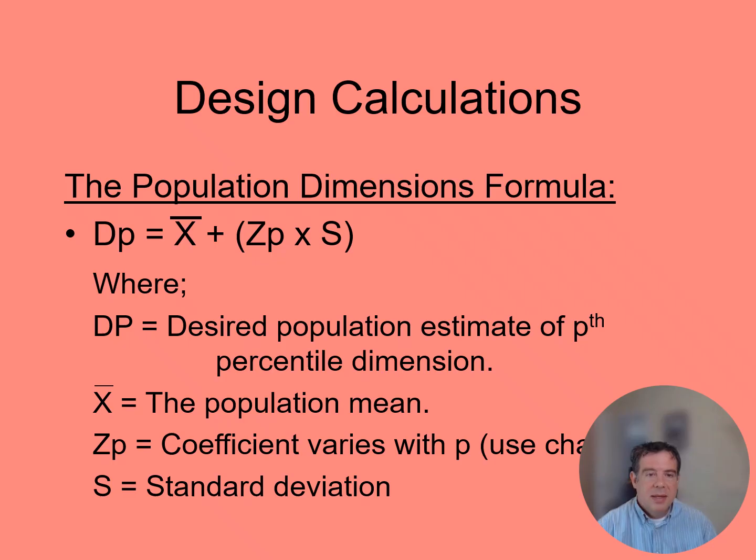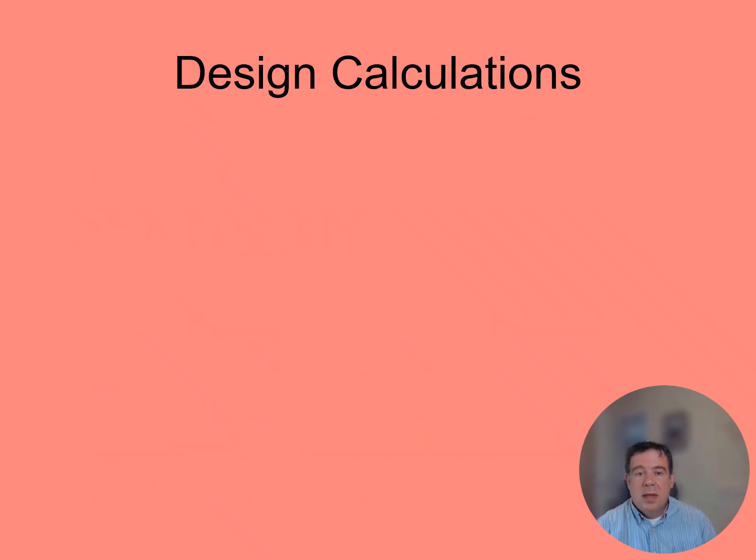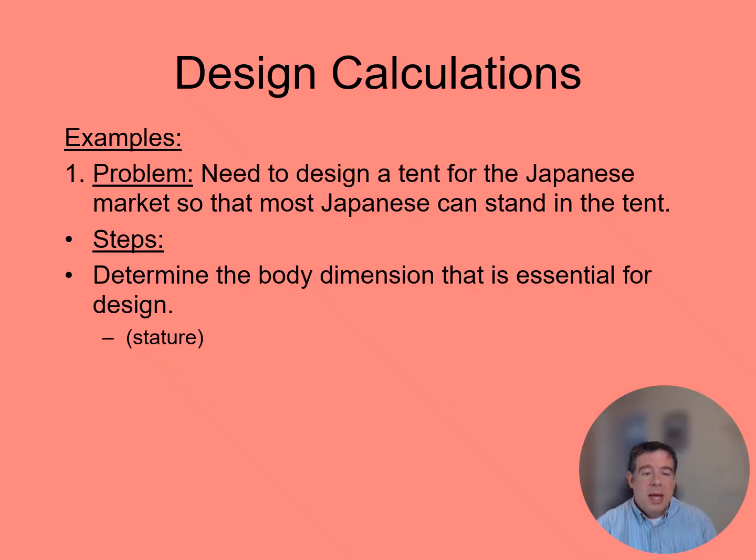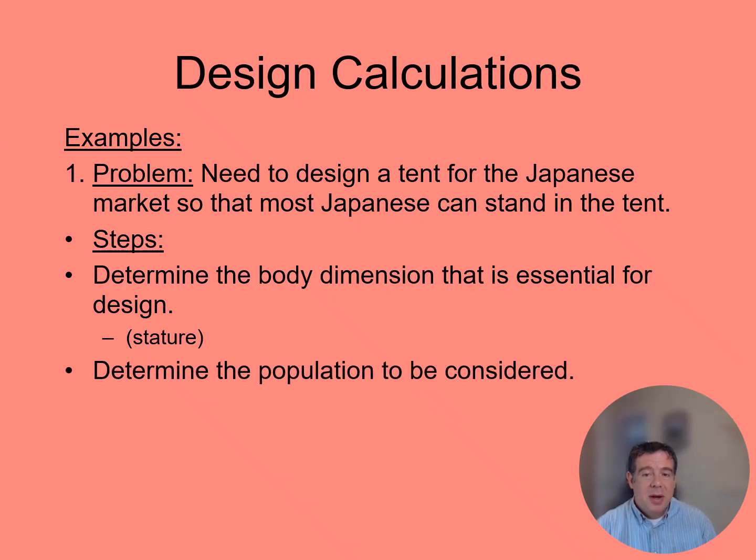And so to calculate this is basic stats. So we have the mean, and then we look at the z-score and then the standard deviation. And so we can put those in based on those design calculations. So for example, if we were designing a Japanese tent, probably different than Americans, right? So one of our problems we're trying to decide is how much height clearance do we give.